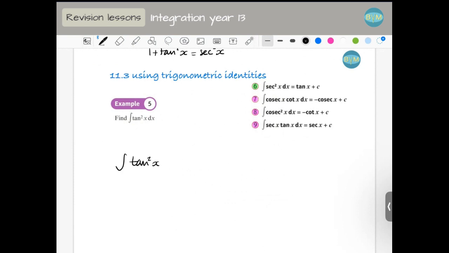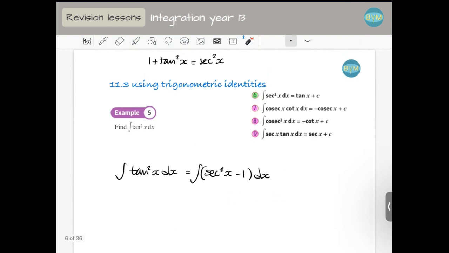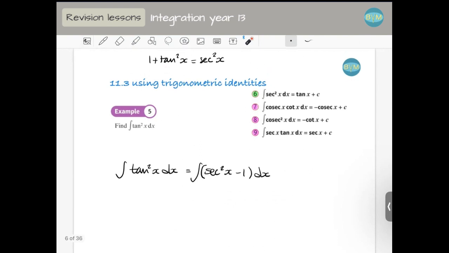So if I have tan squared x dx, I can say that this is sec squared minus 1. Remember the identities that you learned this year? So in year 12, you learned sine squared plus cos squared is 1, and sine divided by cos is tan. This year, you learn this one, and the same but with cot squared and cosec squared. Yeah.